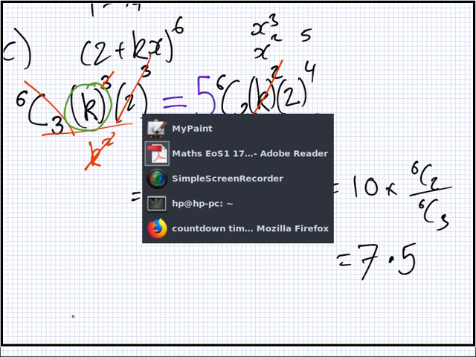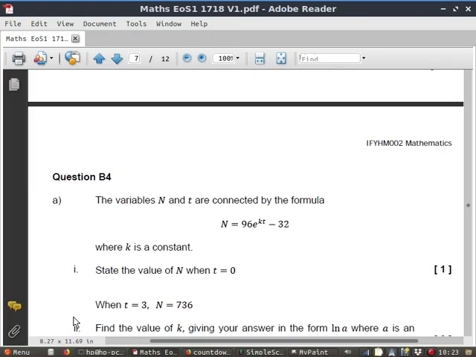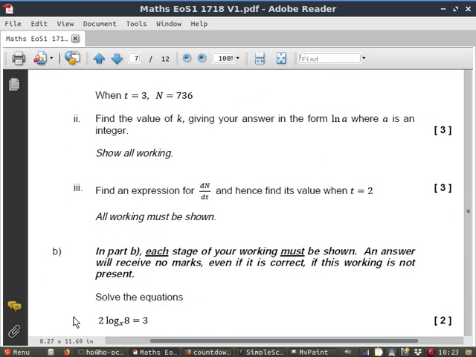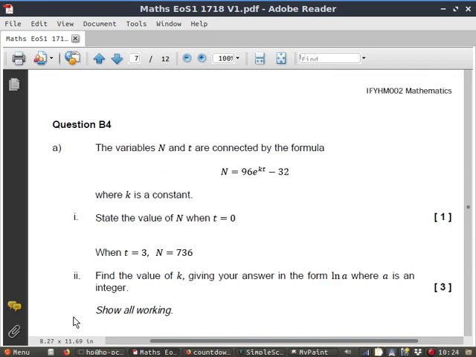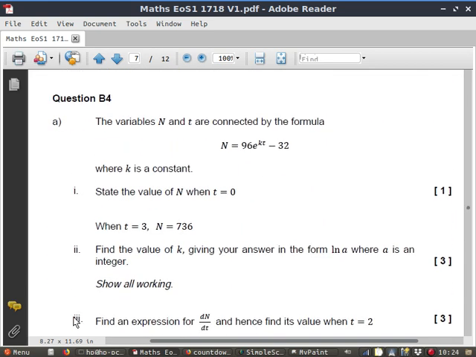Now, what is the next one about? Exponentials and logs. Okay.